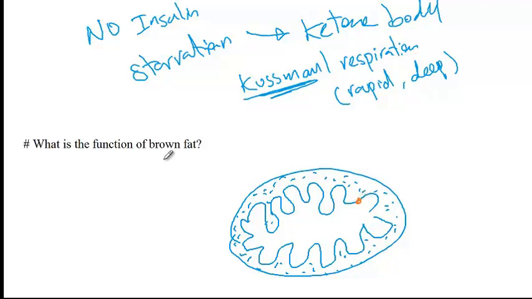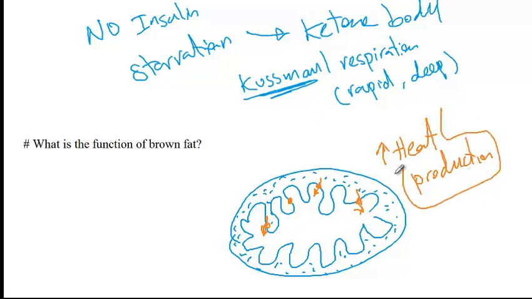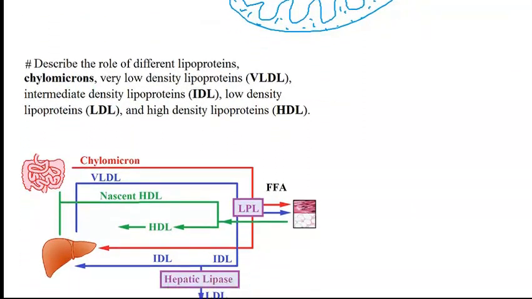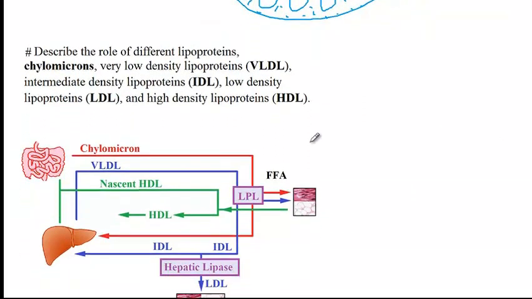But then brown fat has this protein called uncoupling protein that allows easy leakage of protons back into the mitochondrial matrix, and by doing that they increase heat production. And so brown fat is seen, for instance, in newborns and some hibernating animals, and is used as a mechanism to produce heat. Then, as we just promised, we're going to go over different forms of lipoproteins.